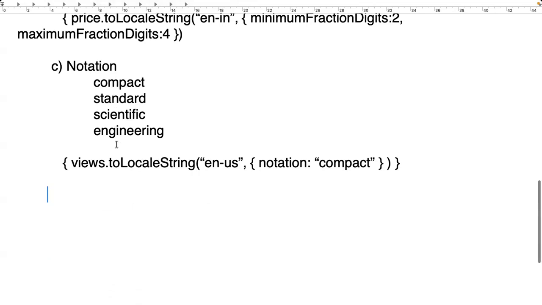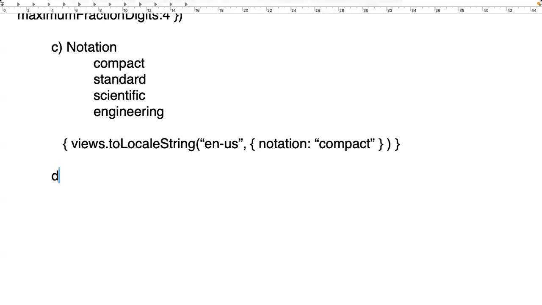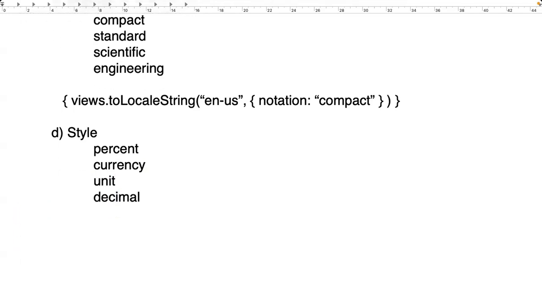These are notations. Another option is style. In style, we have a percent style, a currency style, a unit style, and a decimal style. These are different styles. A number can be displayed in different styles.